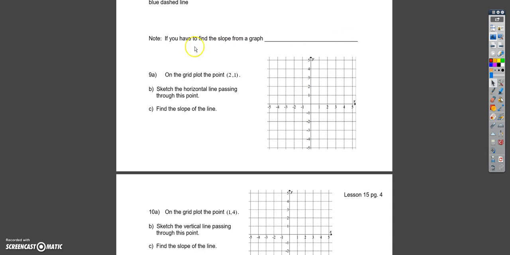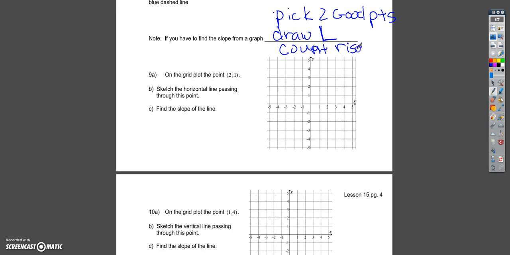I'm really not sure what they wanted here, but if you have to find the slope from a graph, the best way to do it is to pick 2 good points, and when I say good points, I mean points that are on the line that we can get exact coordinates for. So pick 2 good points, draw your right angle, and then count your rise over run spaces.